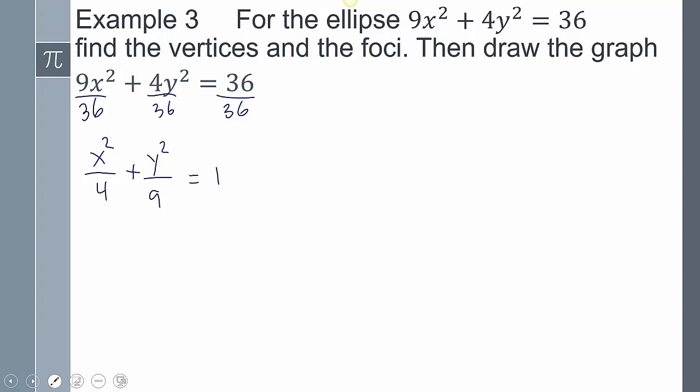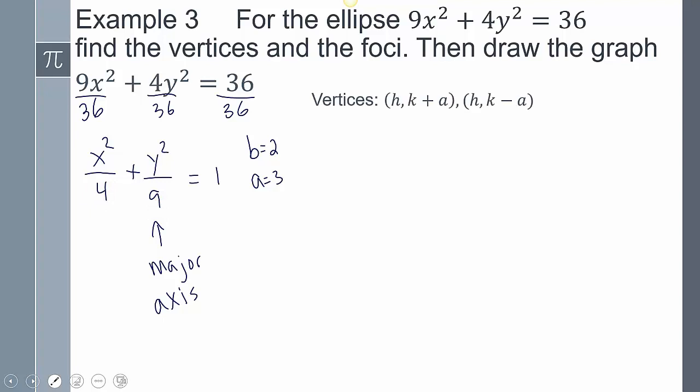Examining this, or at least taking this apart, I can look at this and say, okay, this right here is going to be my a squared because it's my largest value. And so therefore it's going to be my major axis. My a is going to be 3 because a squared is 9, so therefore a is 3. My b is going to be 2. And so I can start plugging in values for my vertices.